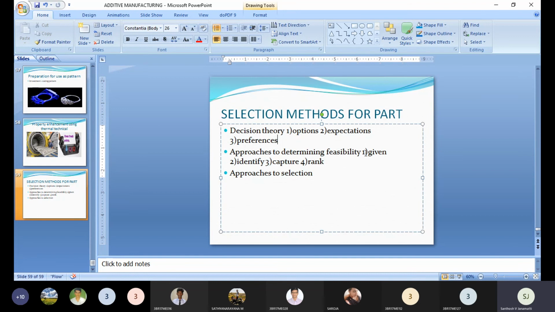Now this feasibility involves 4 activities. One is given. Given means concept. What will be the concept? And second one, identify. We have to identify everything, the parameters.